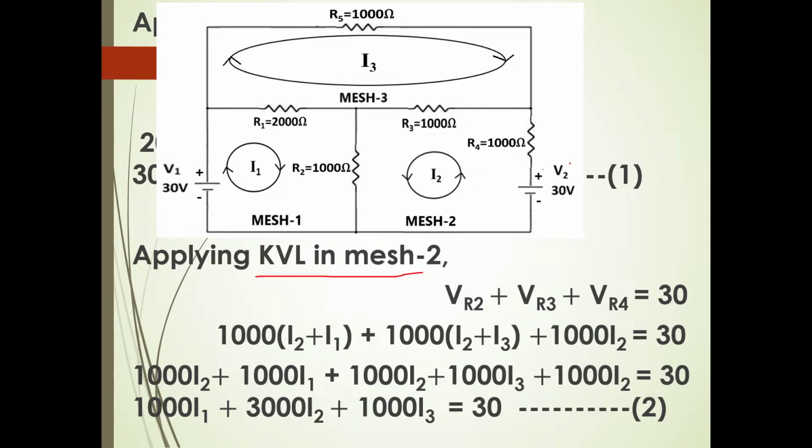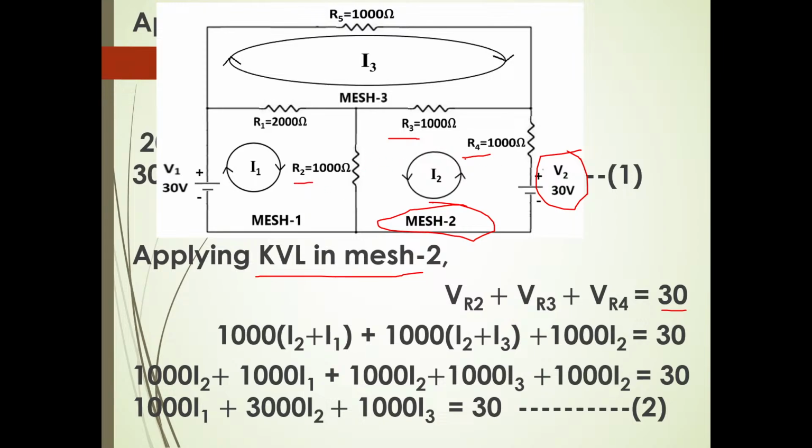So in mesh 2, what elements are there? Voltage source V2, R4 and R3 are there. According to Kirchhoff's voltage law, what is the statement? Algebraic sum of source voltages in a closed path must be equal to the algebraic sum of the voltage drops in the closed path. How many voltage sources are there here? Only one voltage source, 30 volts. So 30 is equal to what? I'm sorry, one more resistor is there. I forgot. That is R2.